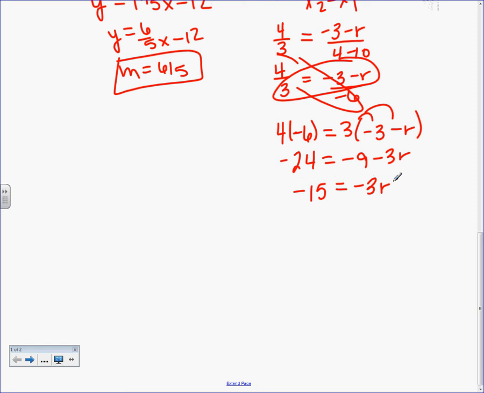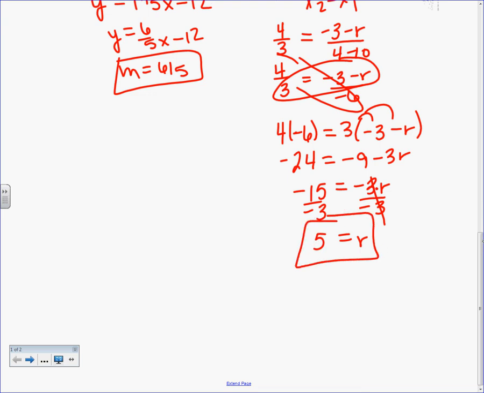What's in the way of r being alone? The negative 3. What's it doing to r? Well, it's multiplying. How do we undo it? We divide. What we do on one side, we do to the other. That really does give me a 1r, which we don't write the 1. And 2 negatives make a positive 5. So r is 5.